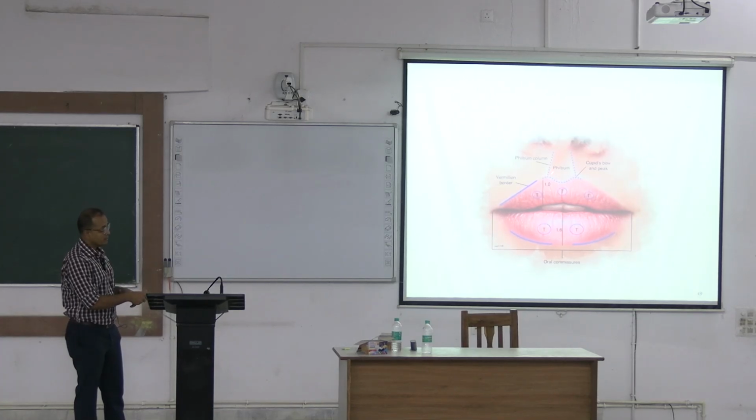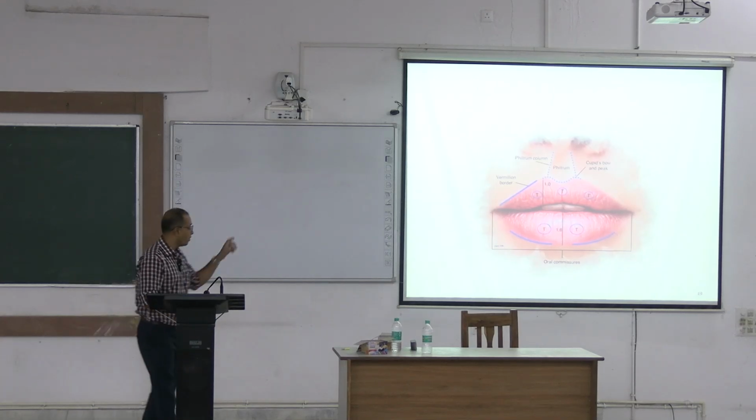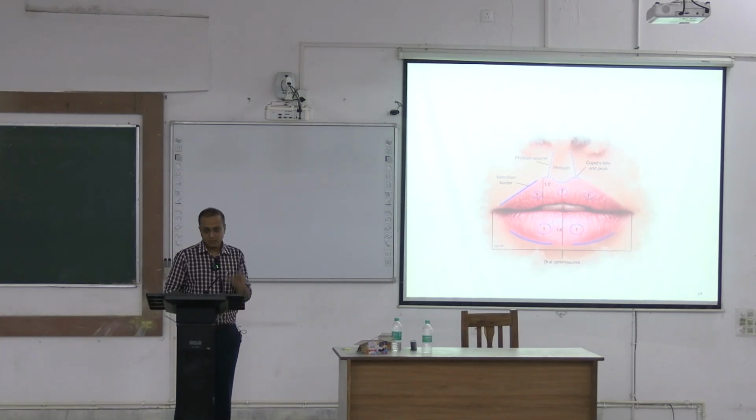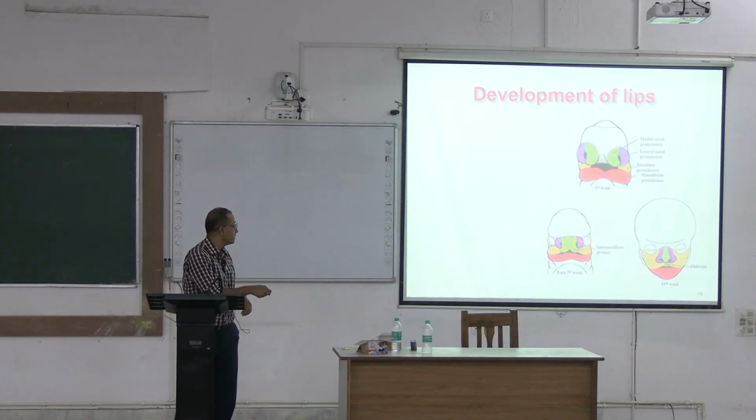That intermaxillary segment comes from the medial nasal prominence, and the Vermillion border is formed from the maxillary prominence, the right side maxillary prominence and left side maxillary prominence. So, this central part meets with the right side and left side maxillary prominences and forms this upper lip. These three units coming together form the upper lip: the central part, the green one, and the orange in the right and left Vermillion border.